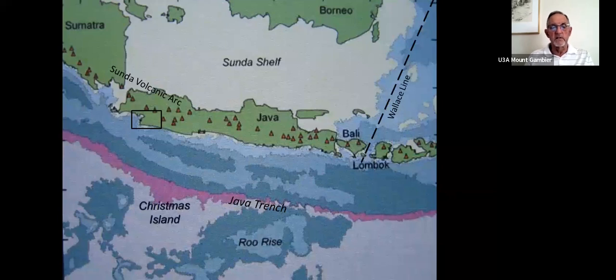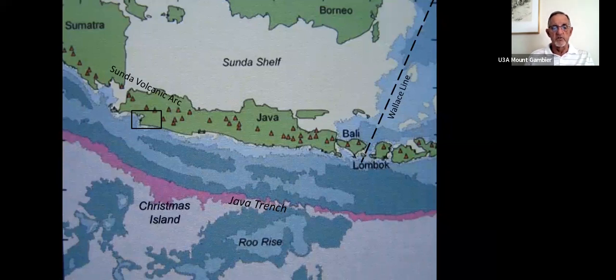And the triangles indicate the volcanoes that are active or dormant between Lombok and Sumatra. Don't even think that shows Krakatoa, for goodness sake, in the straits between Sumatra and Java. Suffice to say, there's a little inset area that we would look at in more detail.